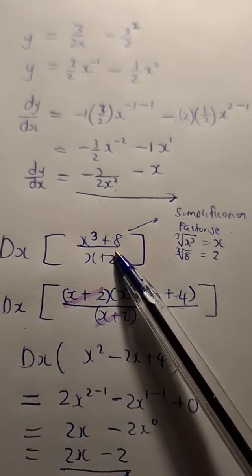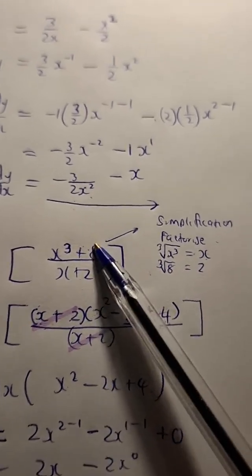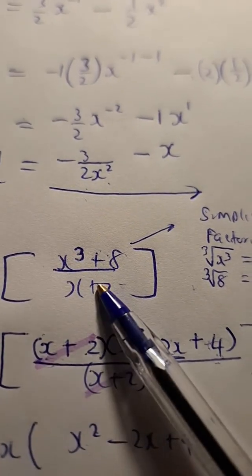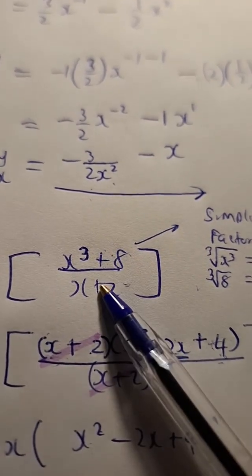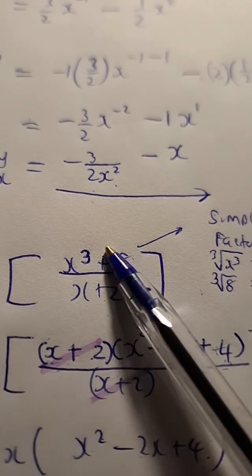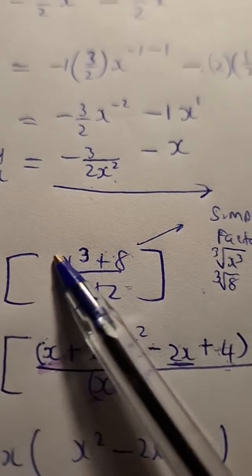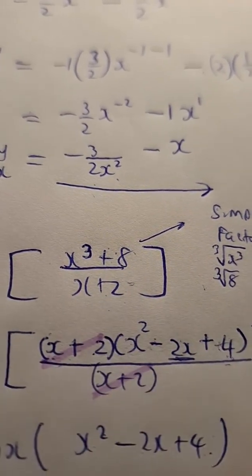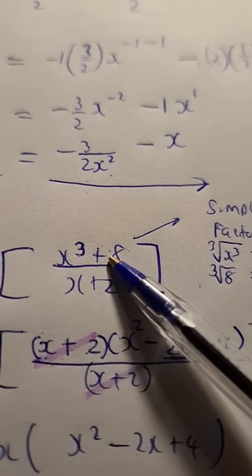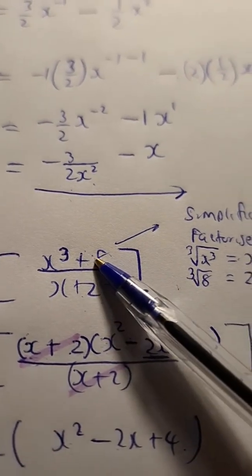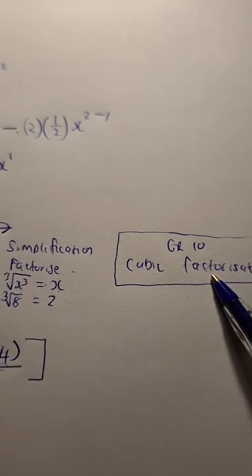How do we know that? Once upon a time in the grade 10 syllabus, we used to do simplification of a binomial over a binomial. So we know that simplification of a binomial over a binomial, or many terms over many terms, means that somewhere, somehow, either the numerator or the denominator has to be factorized. So we look at the numerator and ask, is it factorizable? Can we factorize this? It's possible. We saw cubic factorization, a grade 10 concept.